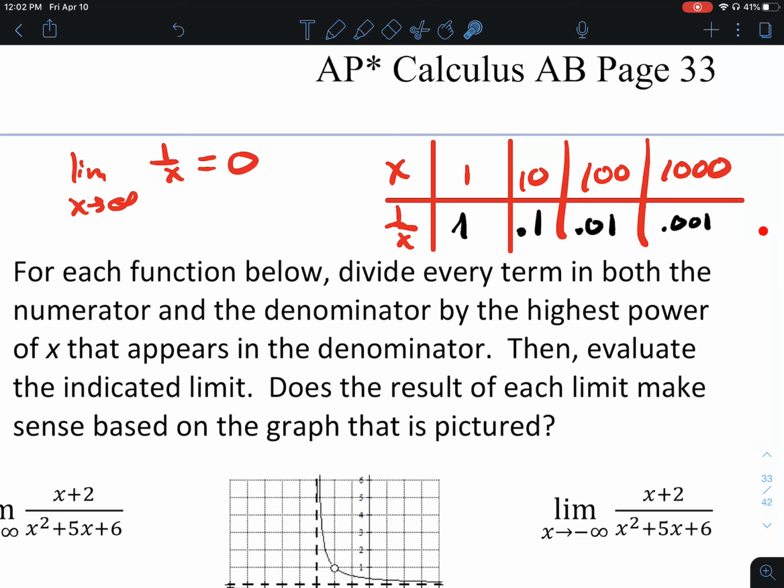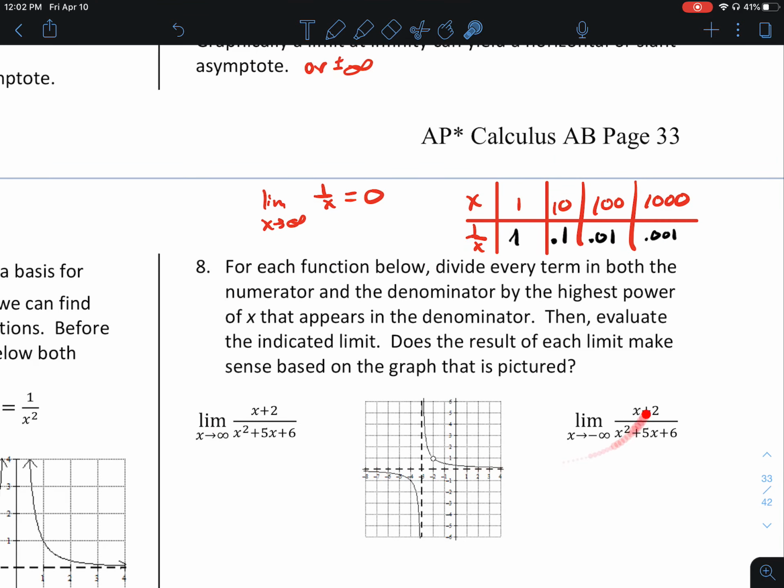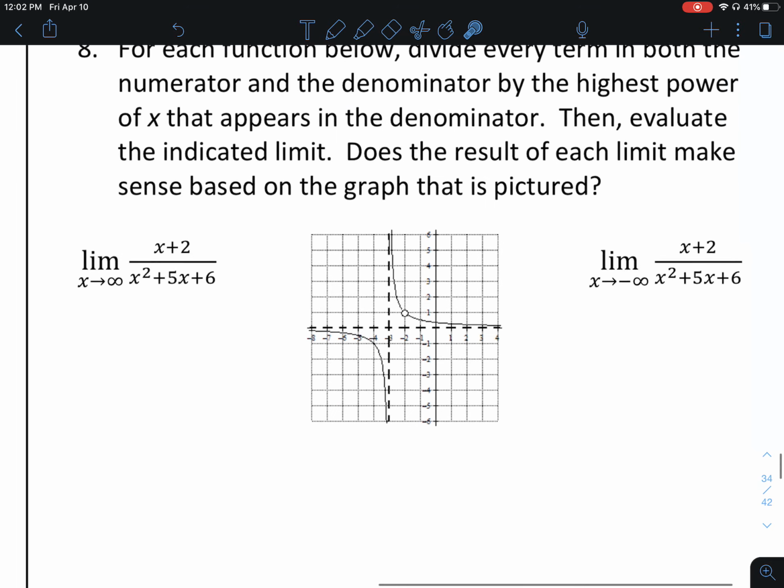If I were to put 1,000,000 into the top, I would get 1/1,000,000th. Doesn't matter if it's positive or negative. If x was approaching negative infinity, these would be the same, but they'd be negatives. The point is, if you have 1 over x, and this 1 could take many forms, it could be any constant, the limit as x approaches infinity or negative infinity is going to be 0. That's a concept we're going to use to try to do these problems. So let me try to explain.